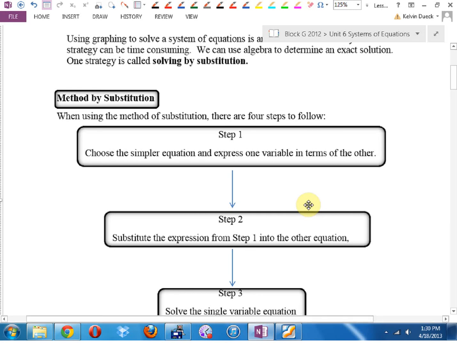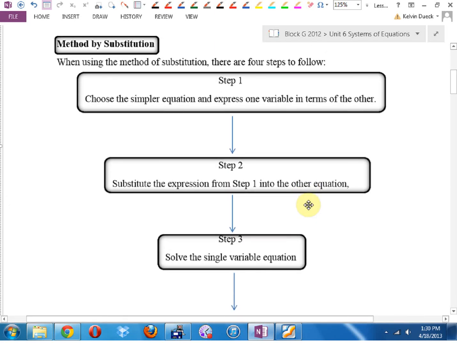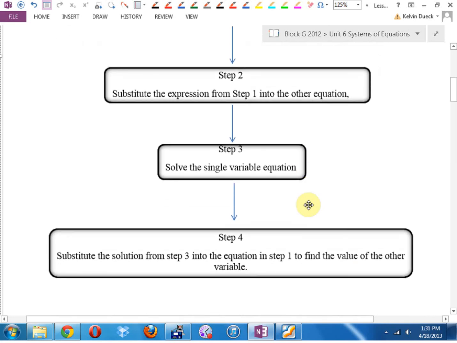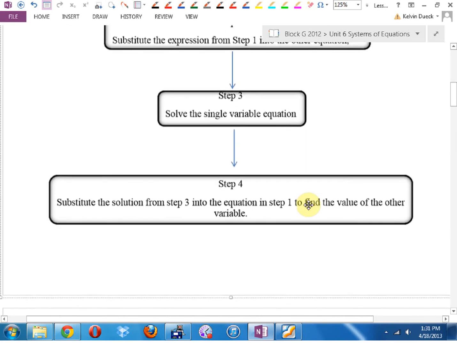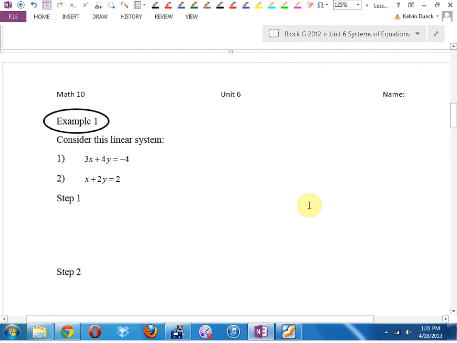How do you solve a system by substitution? Step 1 says, choose the simpler equation and express one variable in terms of the other. Say what? Relax. Step 2 says, substitute the expression from step 1 into the other equation. Step 3 says, solve the single variable equation. And step 4 says, substitute the solution from step 3 into the... Huh? Turn the page.